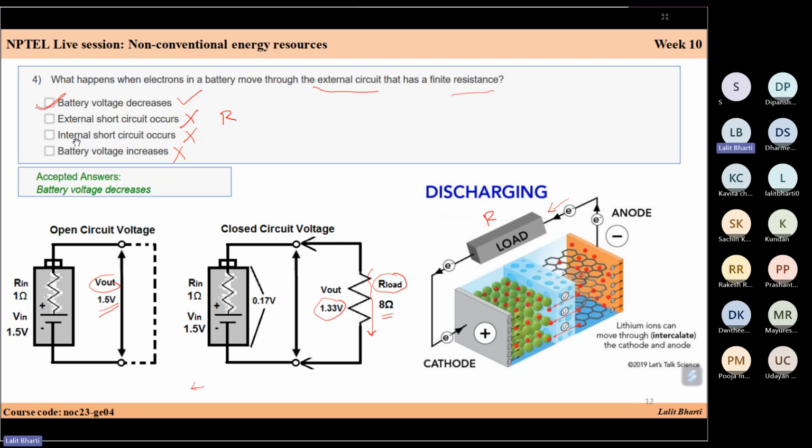Second is external short circuit occurs. No, external short circuit will not occur if you have some finite resistance. It will only occur if you don't have any resistance and you directly connect your cathode to anode. Then option 3, internal short circuit will occur. No, internal short circuit will not occur because you don't have any flow of electrons through the electrolyte. Then the fourth option is battery voltage increases. That is also incorrect because battery voltage cannot increase from OCV. It will be either OCV or less than OCV. So if you have some resistance, it will be less than OCV.